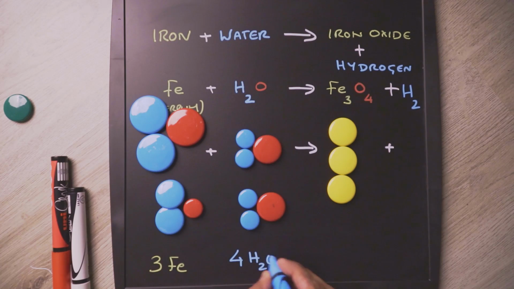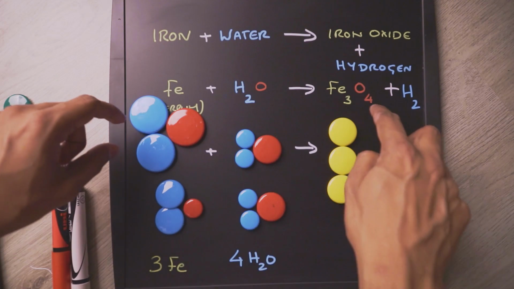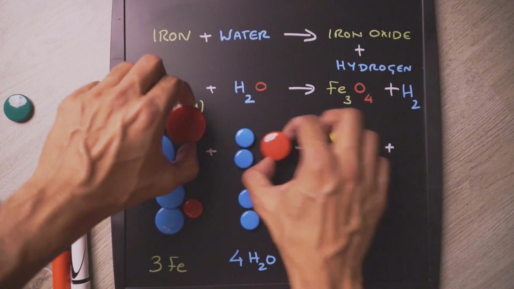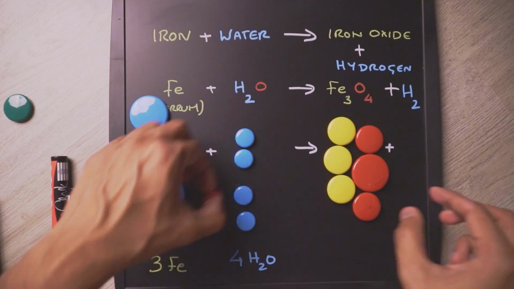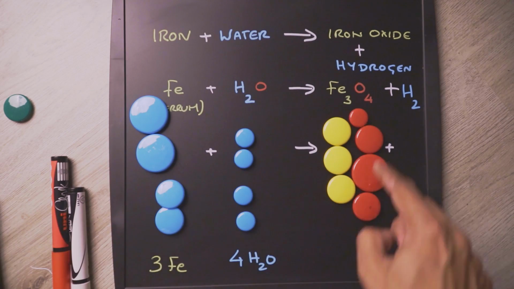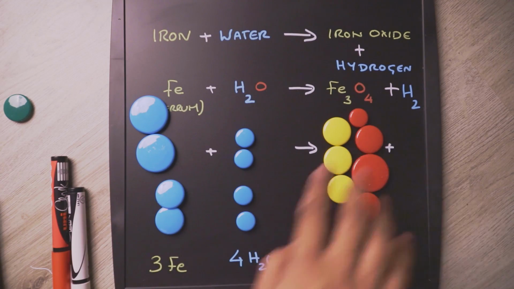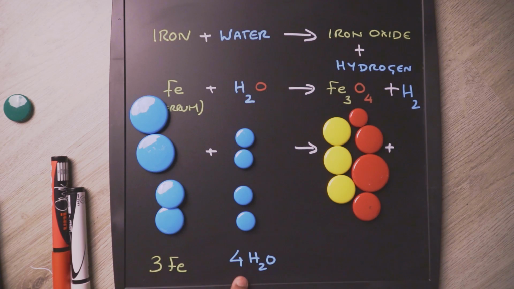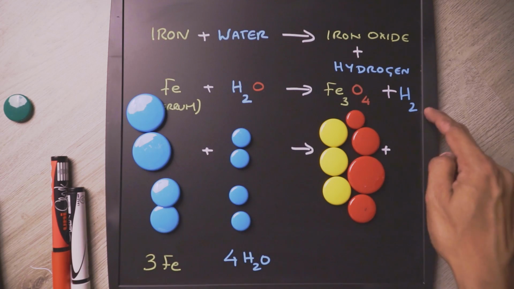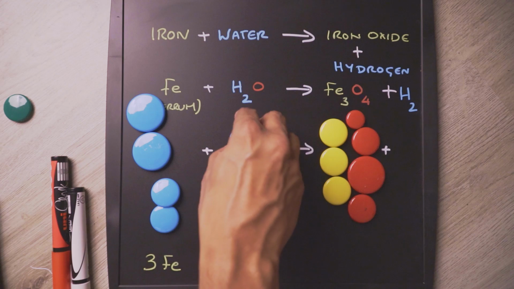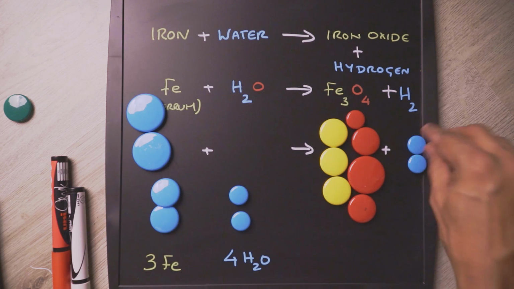4 H2O. All right. So now these 4 oxygens come from these 4. So I'm going to take this and put them here. So Fe3O4 is now satisfied by this 3 Fe and this 4 H2O. All right, good. So now what happens to all these hydrogens that are left here? On the right hand side, I'm needing 2 hydrogens. So those 2 can come from here.